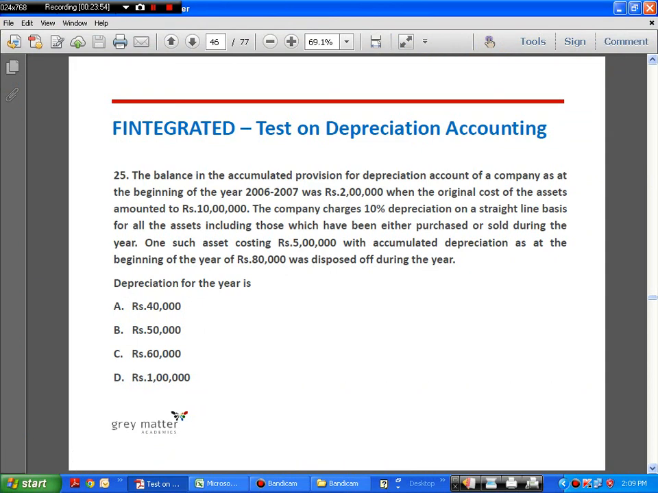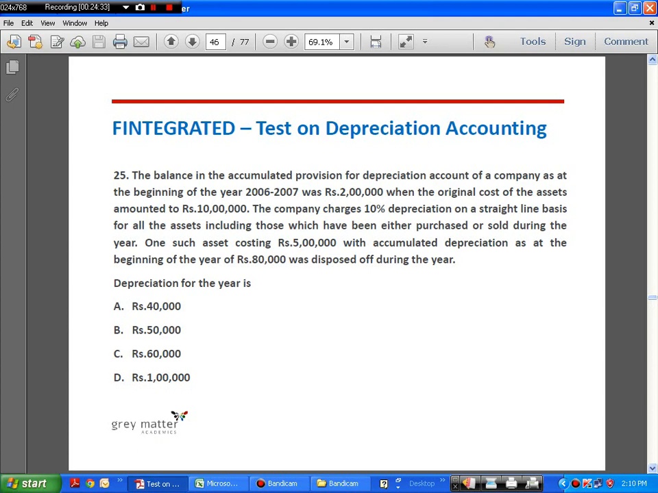Next, the balance in the accumulated provision for depreciation account of a company as at the beginning of the year 2006-2007 was rupees 2 lakhs, when the original cost of the assets amounted to rupees 10 lakhs. The company charges 10% depreciation on a straight line basis for all the assets, including those which have been either purchased or sold during the year. One such asset costing rupees 5 lakhs with accumulated depreciation as at the beginning of the year of rupees 80,000 was disposed of during the year. What is the depreciation for the year?